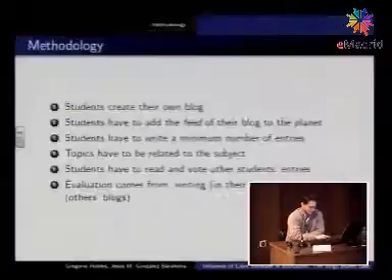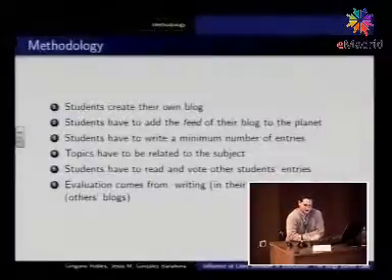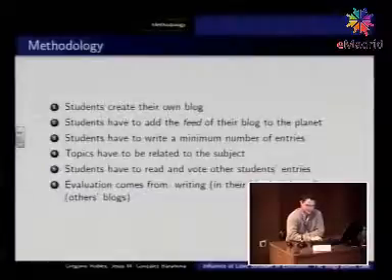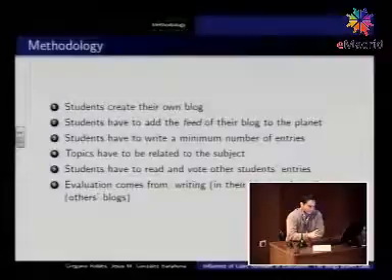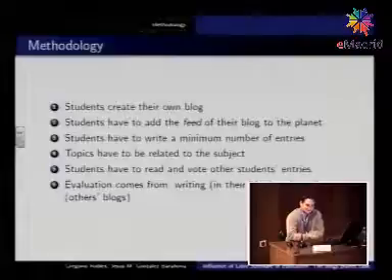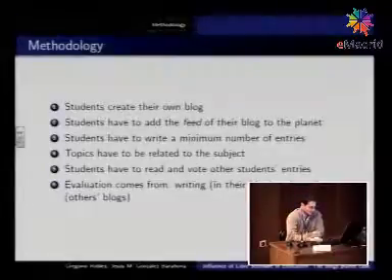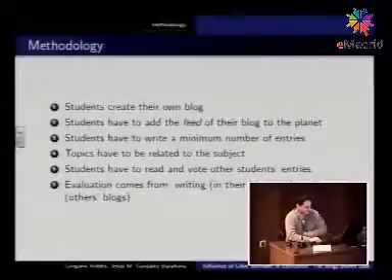Then we thought, okay, let's use these planets. Let's have some methodology. Let's see if we find any way of saving some time for the lecturer in this activity. I'll go into details in the next slide. The methodology used is very straightforward.